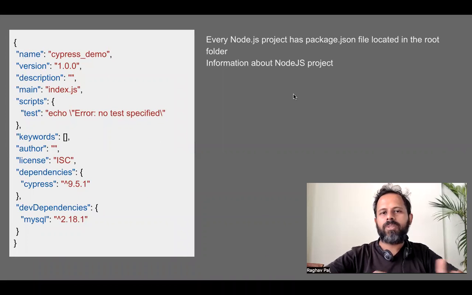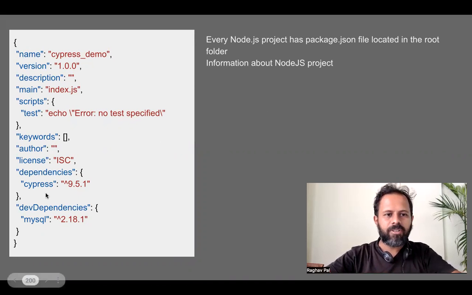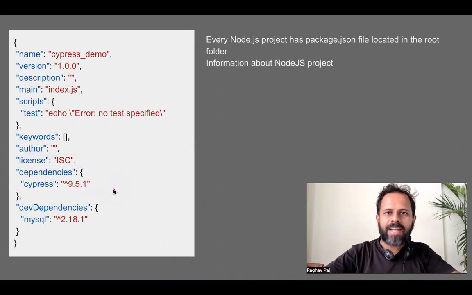So it can have information about like the name of the project, the version, the description, what is the main JS file, what is the main file that starts the project. We have script section that we have already seen. Then we can have keywords. This will help to find our node project online. Then we have the license information, all the dependencies. This is very important. All the dependencies that you add in your project will be listed out here under dependencies or dev dependencies.